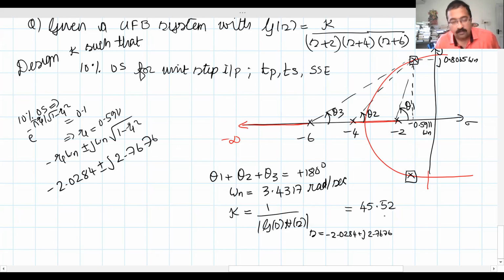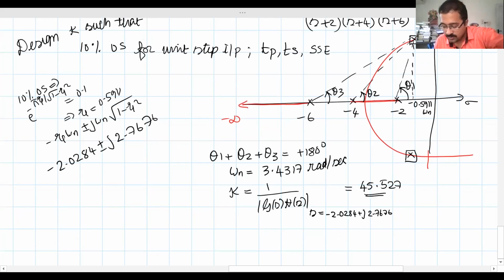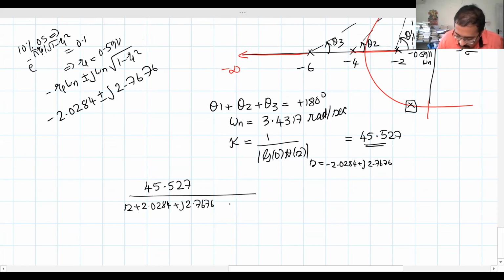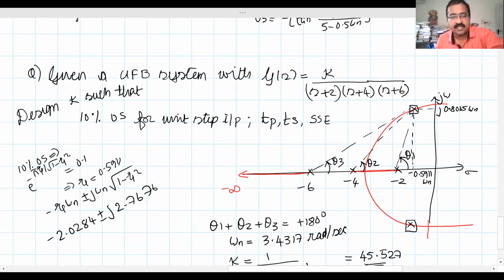45.527. Okay, so what is the equivalent system that gives 10% overshoot? It is nothing but 45.527 divided by (S plus 2.0284 plus j 2.7676) into (S plus 2.0284 minus j 2.7676). Okay, this will be the closed loop system, right? That gives the desired performance specification of 10% overshoot.